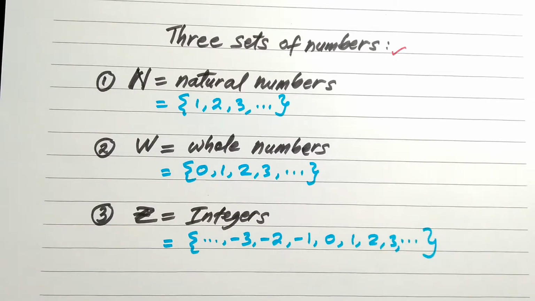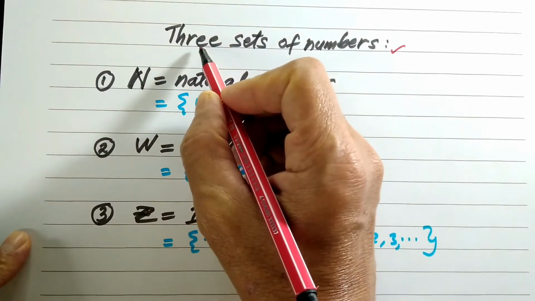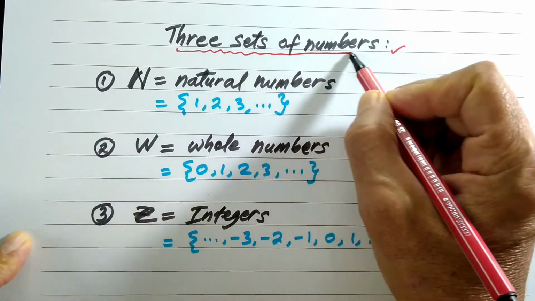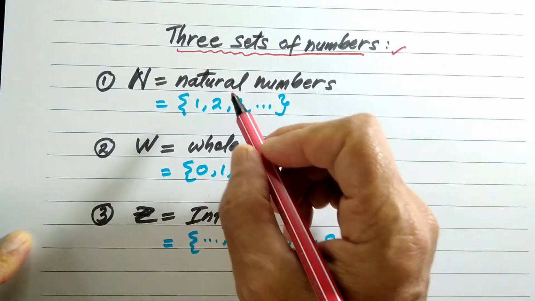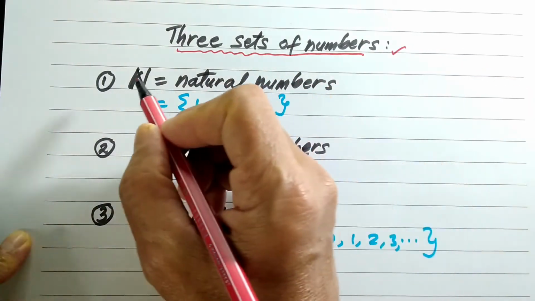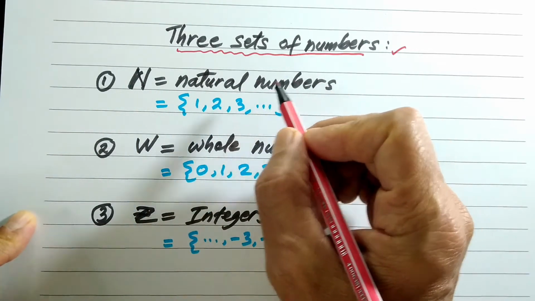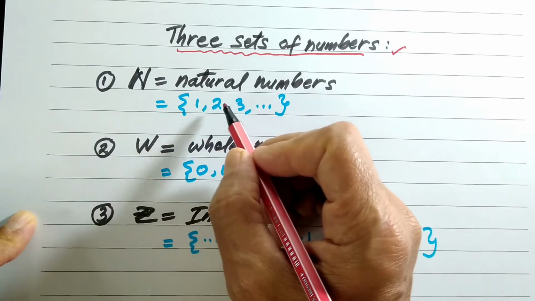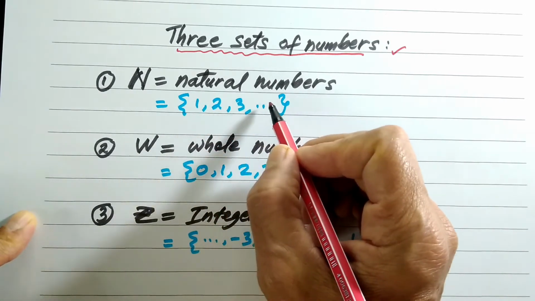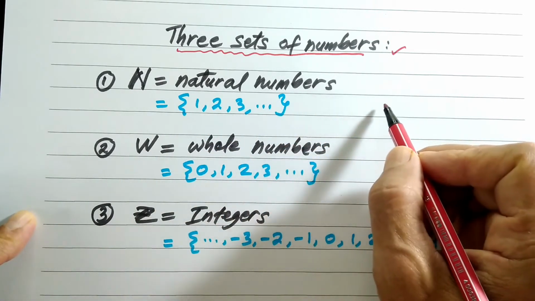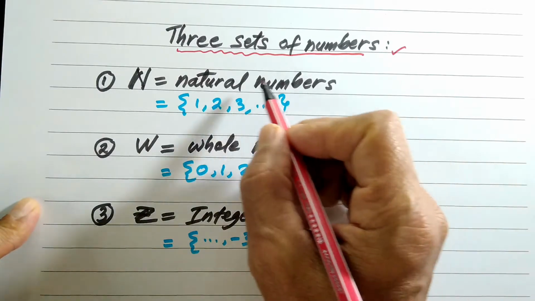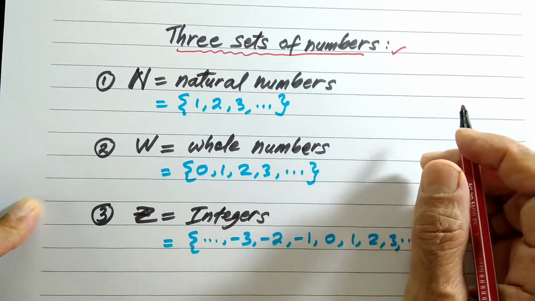In the last video, we talked about three sets of numbers, right? The first one, we talked about natural numbers. We use the symbol capital N to represent natural numbers, and the elements of this set start from 1, then 2, 3, and so on up to infinity. Natural numbers are sometimes called counting numbers, right?